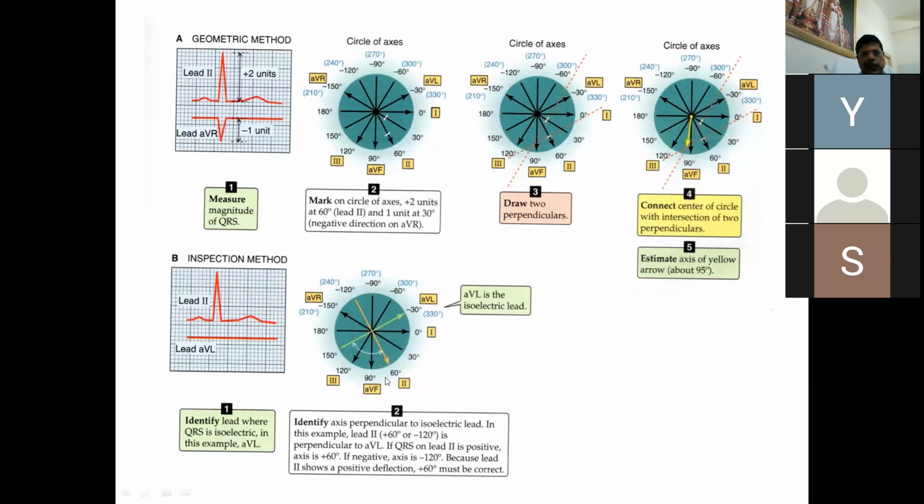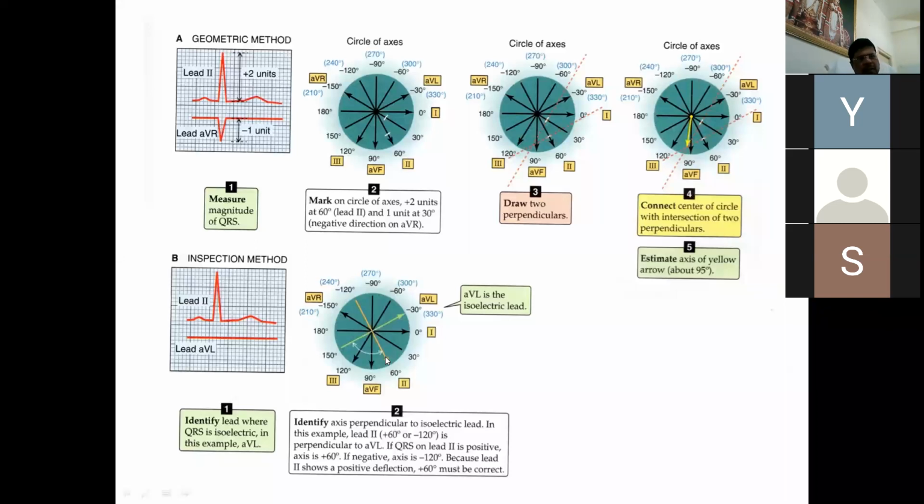Lead 2. Lead 2 is present between plus 60 degrees and minus 120 degrees. Because lead 2 shows a positive deflection, plus 60 must be correct. So that plus 60 is going to be the electrical axis. This inspection method is not as accurate as the previous one.